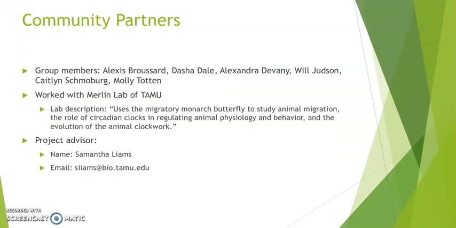We had 7 group members. The other ones were Alexis, Dasha, Alexandra, Will, Caitlin, and Molly. We worked with the Merlin Lab of A&M, specifically with Samantha Liams, and the lab that we worked with used the migratory monarch butterfly to study animal migration, the role of circadian clocks in regulating animal physiology and behavior, and the evolution of animal clockwork.